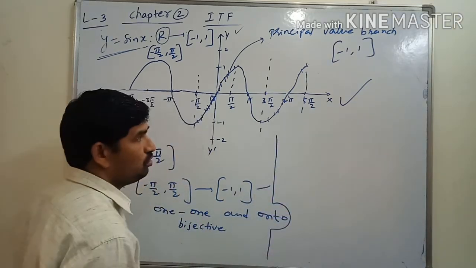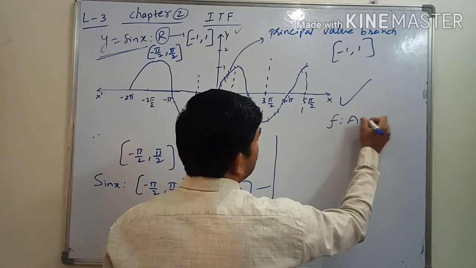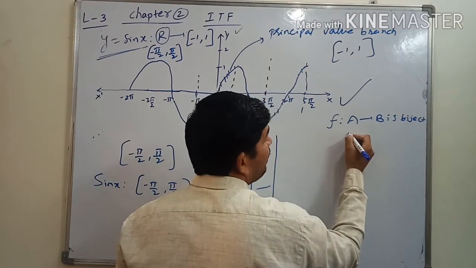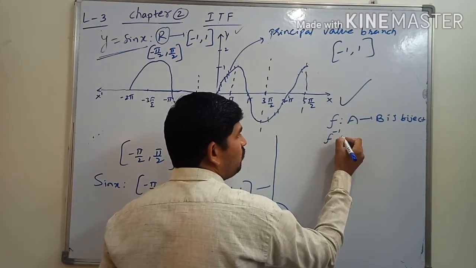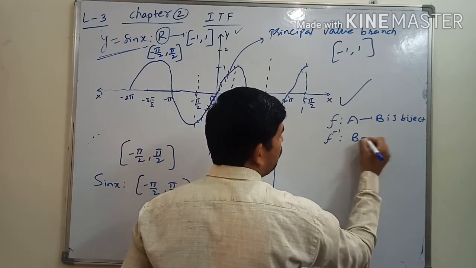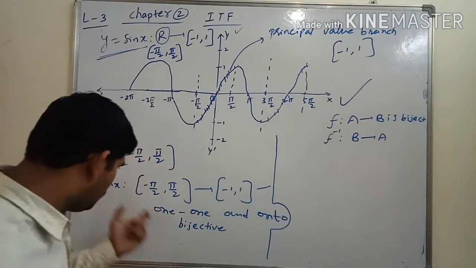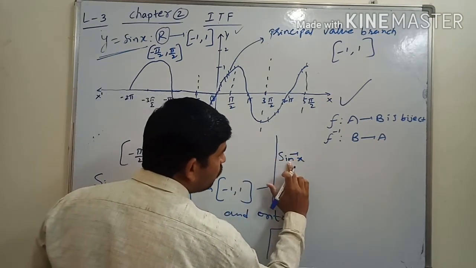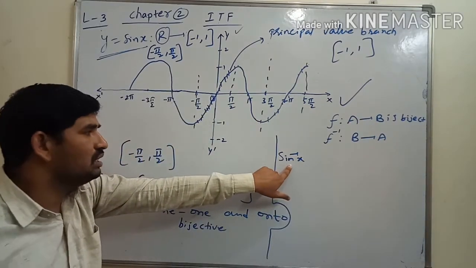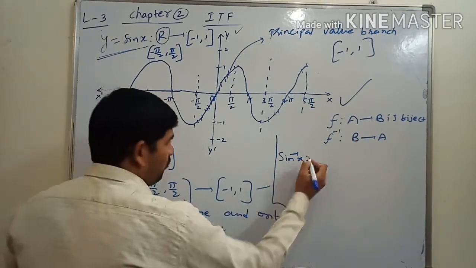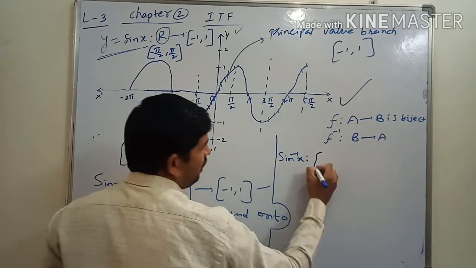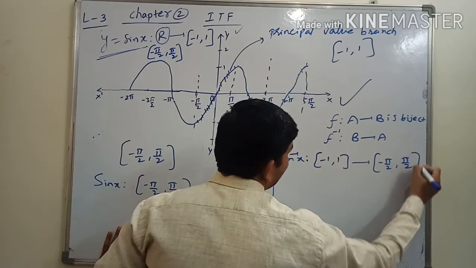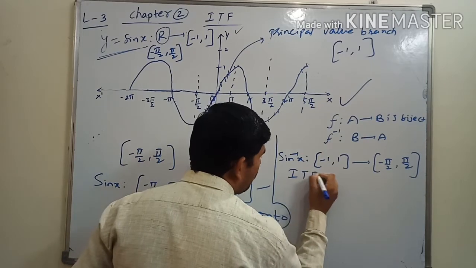Yesterday I have already told, if f from A to B is bijective, then what happens? The inverse exists. How will we write the inverse function? F inverse. Now we are going to interchange the places, B to A. That's all. Similarly I will write here the sine function also, sine inverse x. This is the inverse trigonometric function, remember. Sine inverse x from, now we are changing the places here, minus 1 to 1 to minus pi by 2 to pi by 2. This is nothing but the inverse trigonometric function.